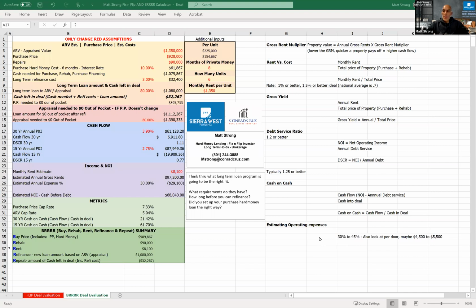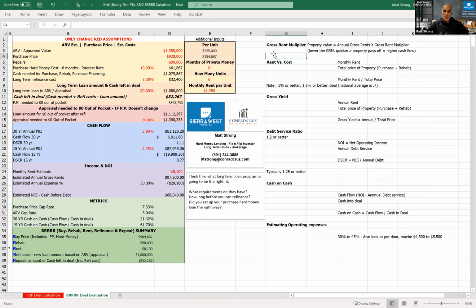So with the BRRRR, remember, what are we trying to do? We're trying to buy, we're trying to rehab, we're trying to re-rent at market rents, we're trying to refinance, and hopefully pull as much money out of pocket as possible while still cash flowing, and then repeat. So this is the BRRRR. So this is how I have this set up.